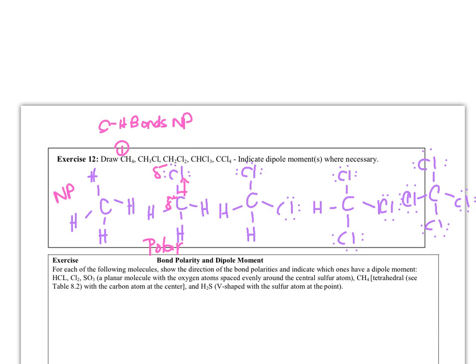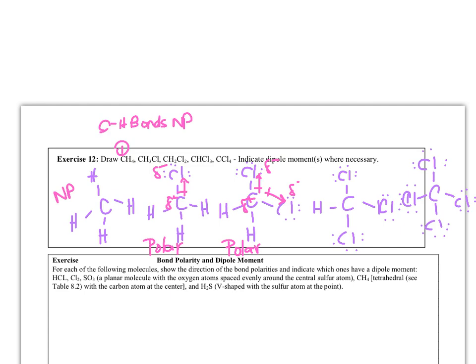So then we look at this one. We're pulling this way and we're pulling this way. So in that case, again, we're going to see that that's going to be polar. And we're going to see that this side is going to be partially positive because it's losing electron density, and these are going to be partially negative. Very similar to what we see in the water molecule.